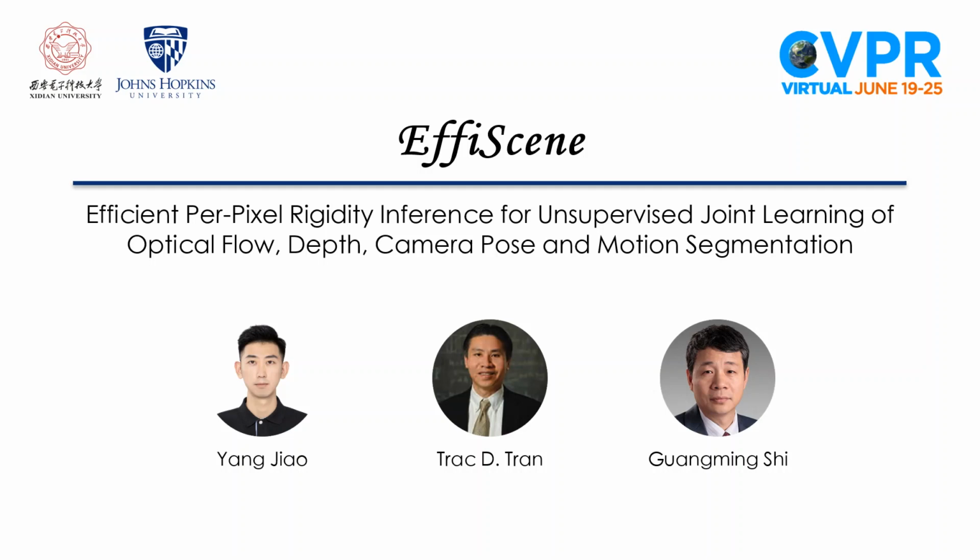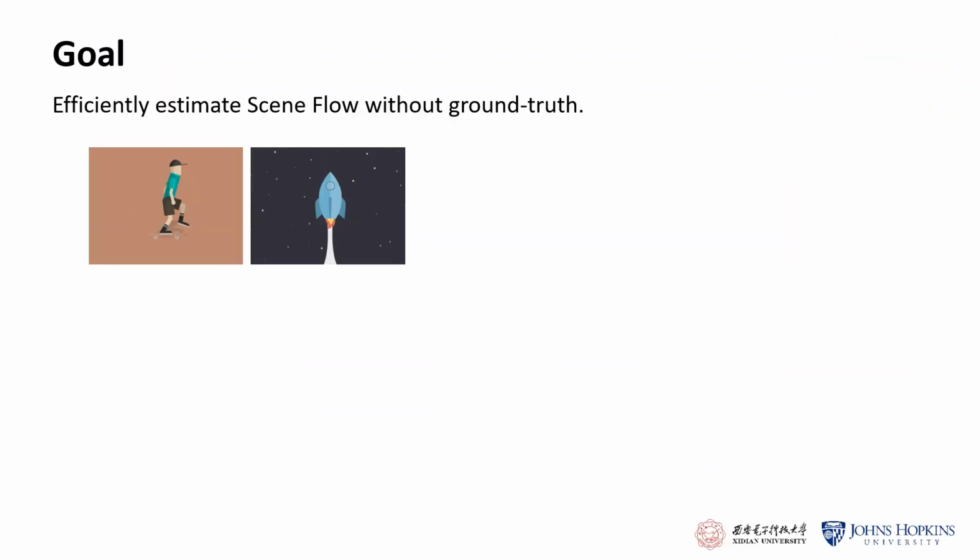In this video, I will present our work EffiScene, efficient per pixel rigidity inference for unsupervised joint learning of optical flow, depth, camera pose, and motion segmentation. The goal of this work is to efficiently estimate the scene flow from any given image pairs in a sequence of video without ground truth.